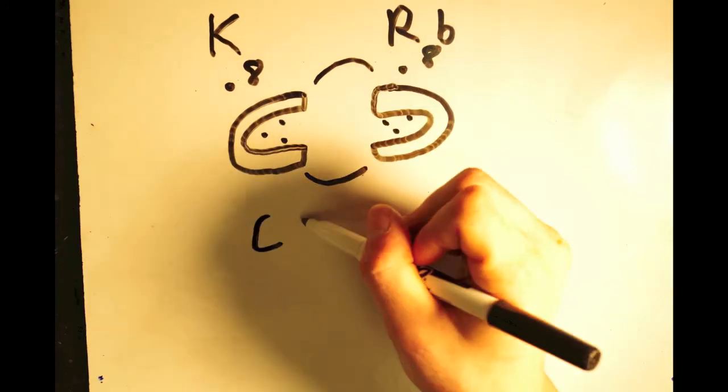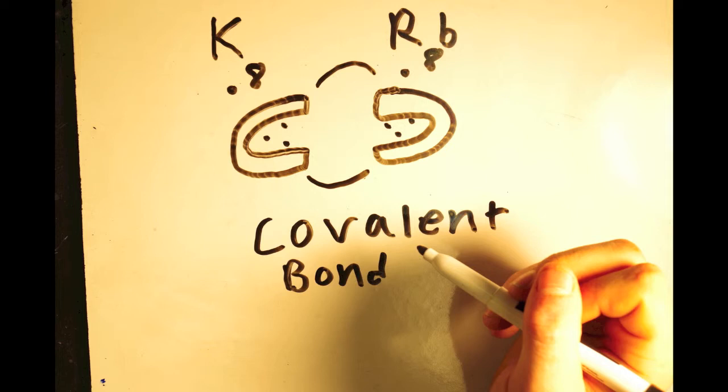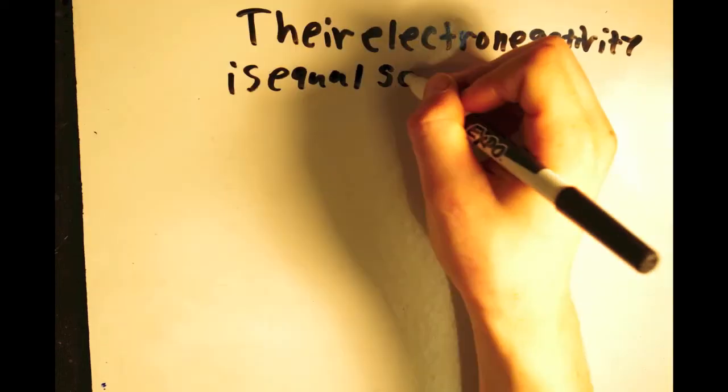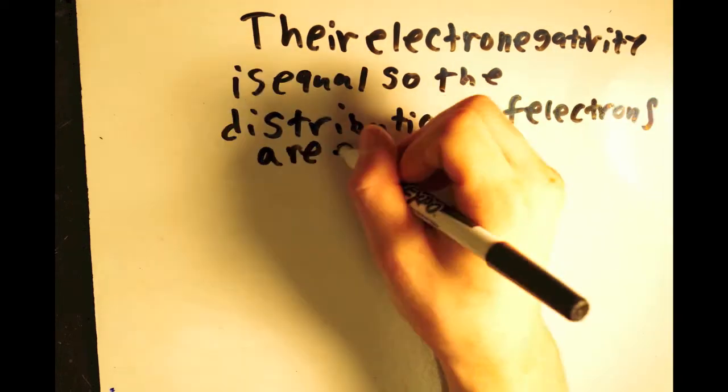Potassium and rubidium both have 2.5 for electronegativity, so they make a covalent bond, and this creates a balanced distribution of electrons.